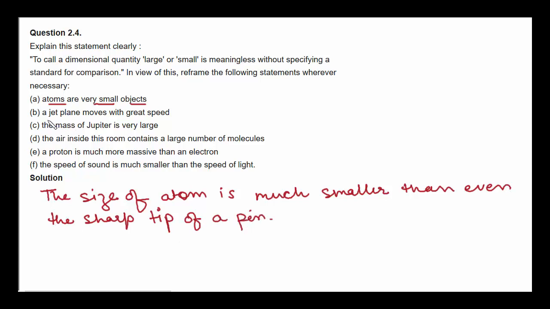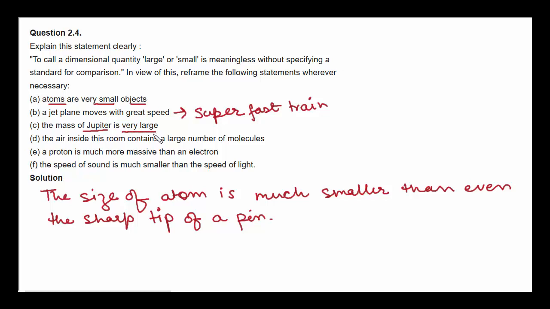Now the second statement is: a jet plane moves with a great speed. Again, the comparison is missing here. So we can rephrase the statement as: a jet plane moves with a speed greater than that of a super fast train. So here we are comparing the speed of a jet plane with that of a super fast train.